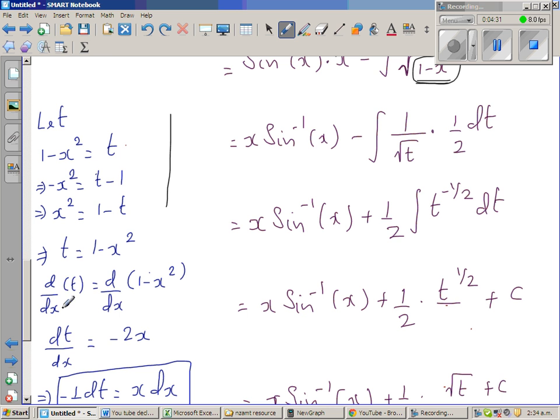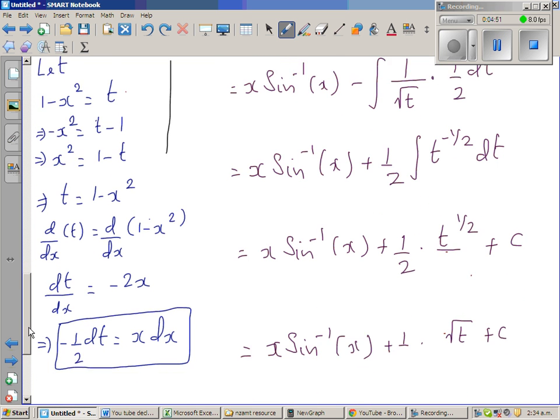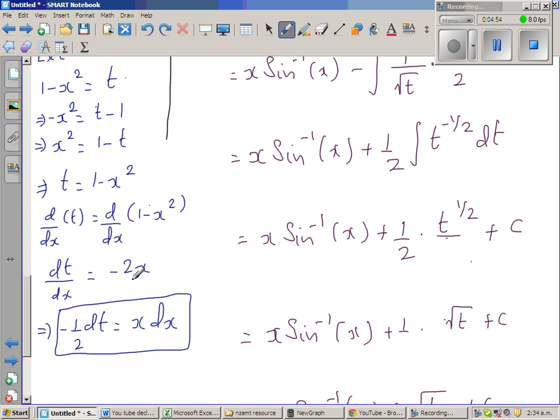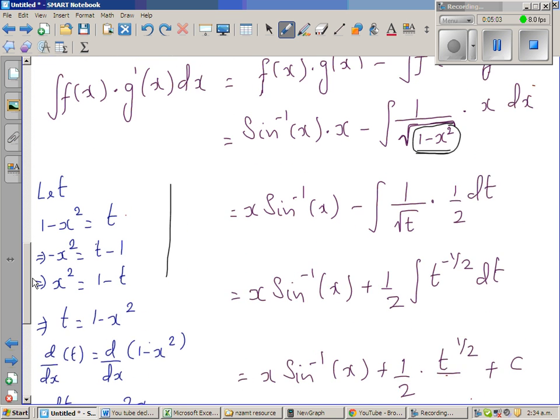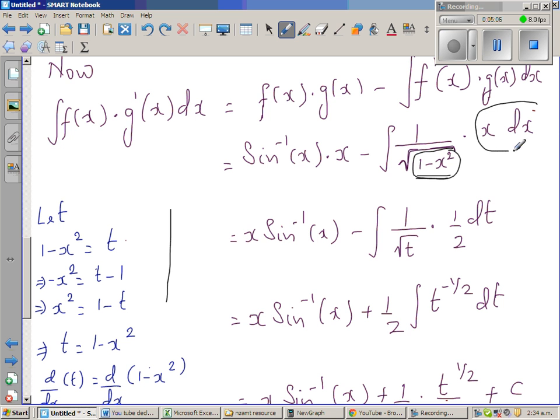Now applying the derivative operator, d by dx of t is equal to d by dx of 1 minus x squared. So d by dx of t is nothing but dt by dx. The derivative of 1 is 0, and the derivative of minus x squared is minus 2x. So cross multiplying, you can say x dx is nothing but negative half dt. So in place of x dx, we can put negative half dt.